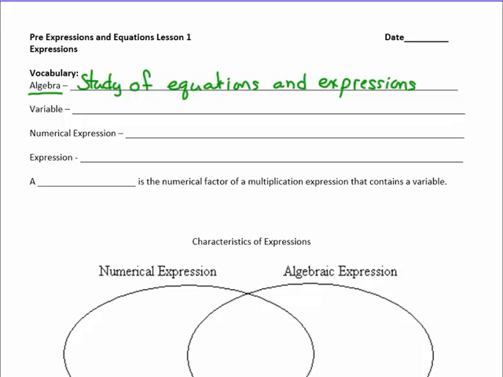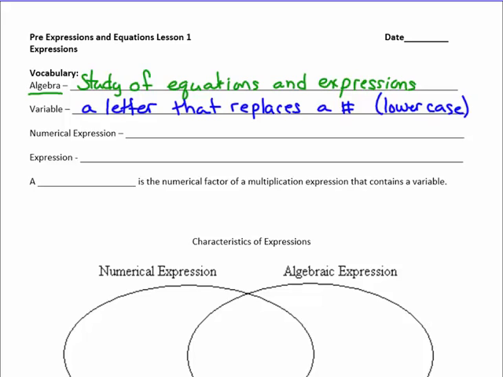In this chapter, we're going to be using these things called variables. A variable is a letter that replaces a number. Your variables should always be lowercase because capital letters stand for something very specific, usually within a formula. So I said it's the study of equations and expressions.